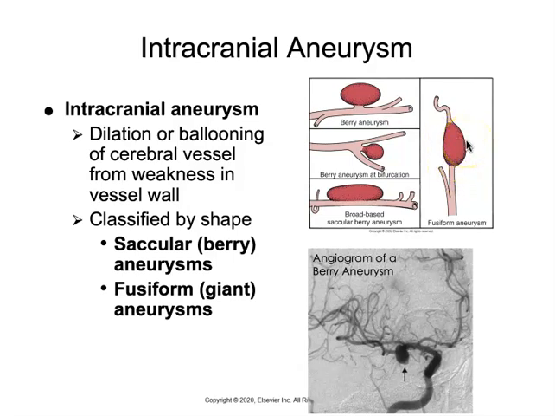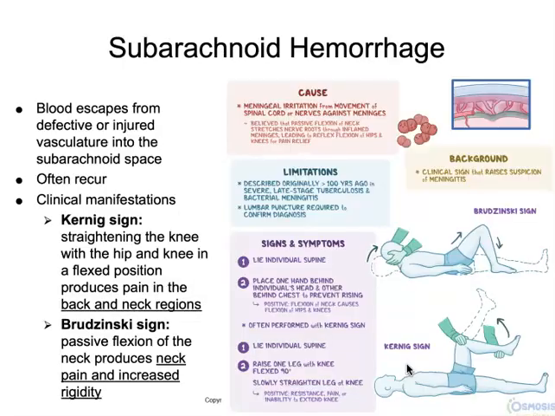And so early detection of this is going to be key. We can also see more of a saccular or berry type of aneurysm over here. And if we have enough pressure, this of course can rupture and lead to a life-threatening bleeding in the brain.